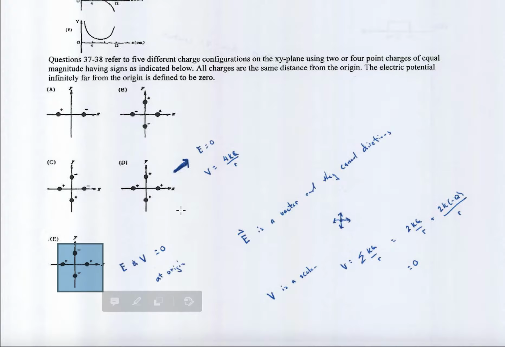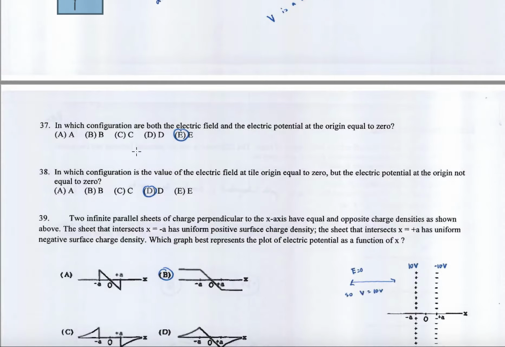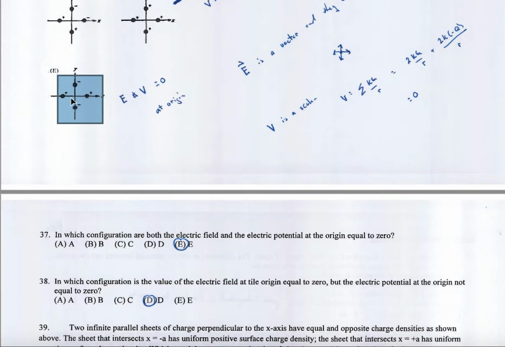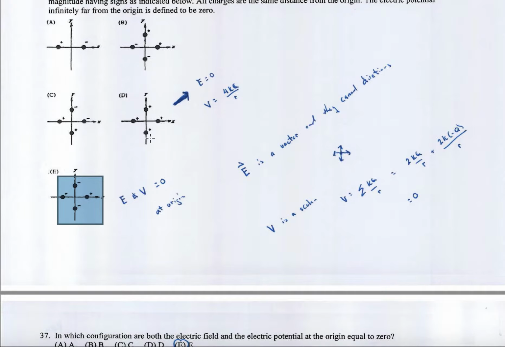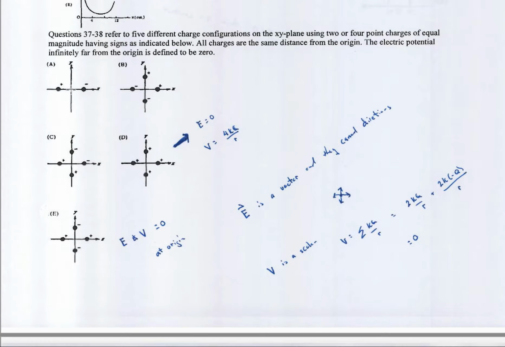So when we look at something like this, the electric potential for these, which configuration has both electric field and potential 0 at the origin? That was this one here. In which configuration is the value of the electric field 0, but the electric potential is not? Okay, and that's this one. The field is 0, but the potential is non-zero. Field and potential are 0 for that reason. Up here at the origin, the field would go to the right. Up here, the field would go this way. And up here, the field would go that way. Okay?